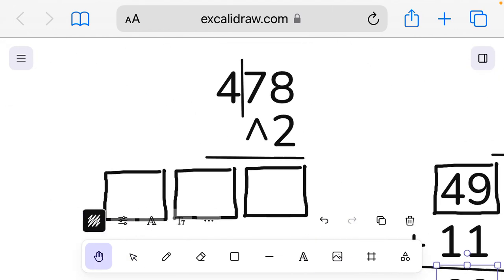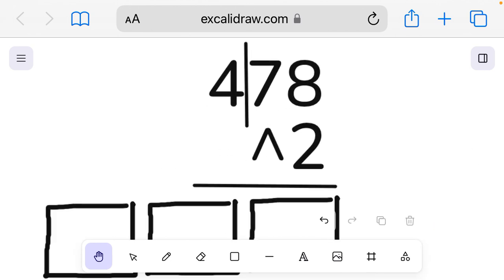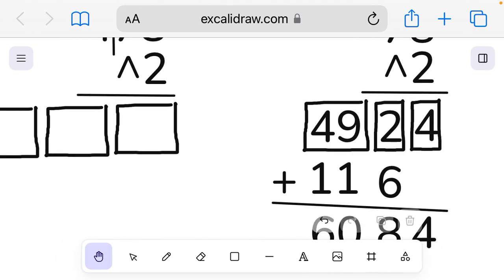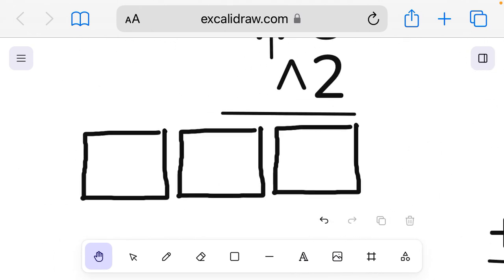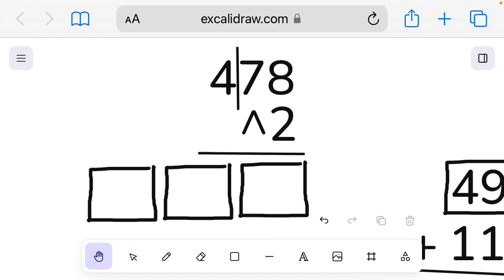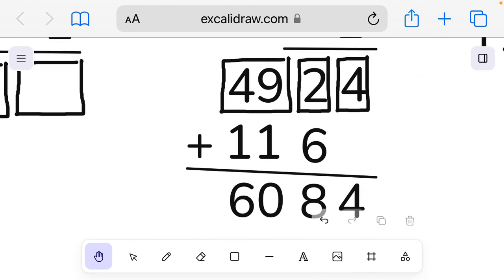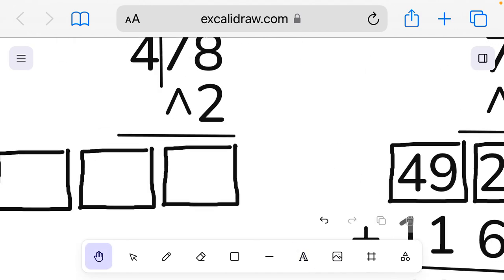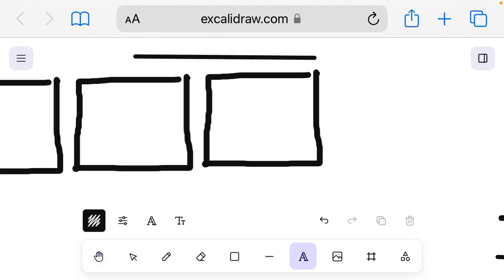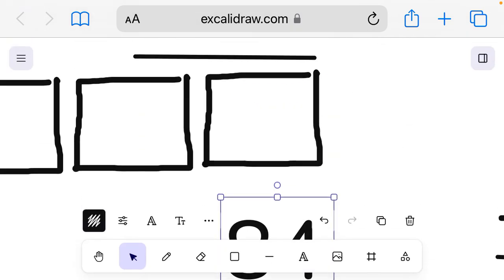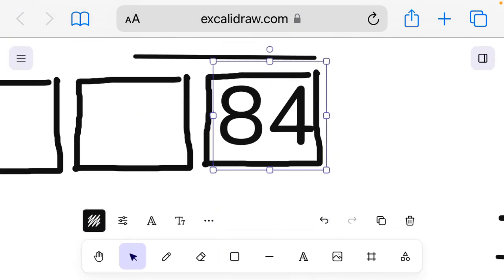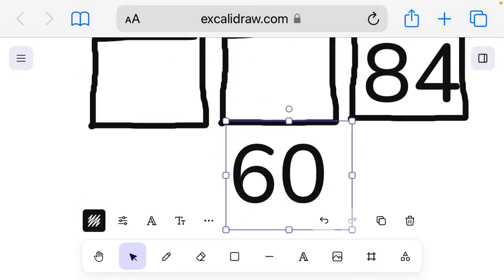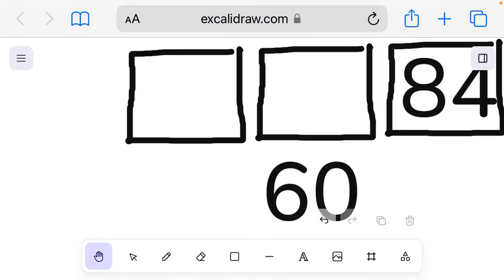Now, this is the second step we have to get to, 478 squared. And in order to do this, you have to do 78 squared. For this, the boxes can only contain 2 digits each. So you have 84. So 78 squared, the last 2 digits are 84. So you write the 84 here, and then you carry the 60 under the middle box. And then for 4 squared, it's 16.